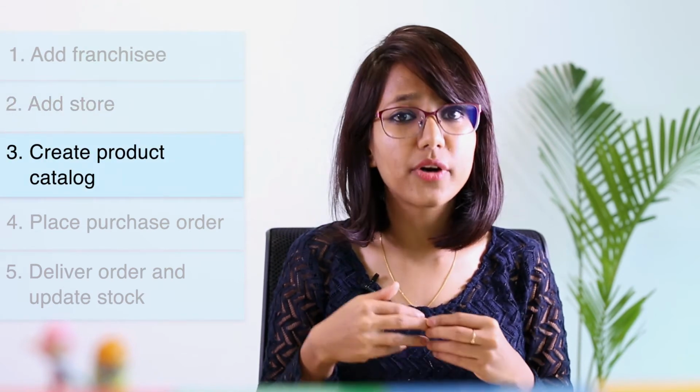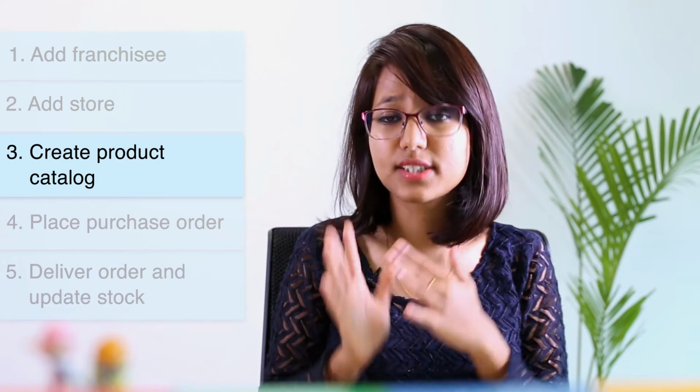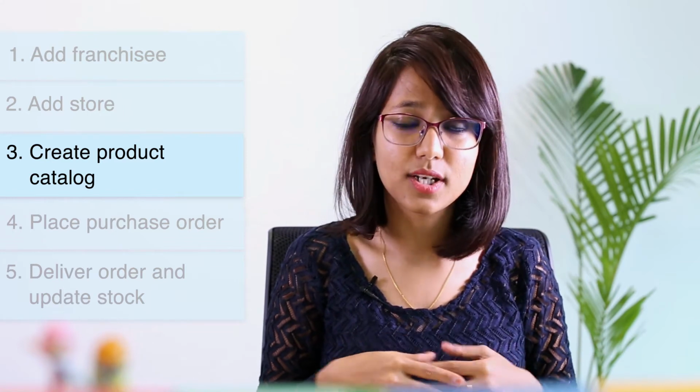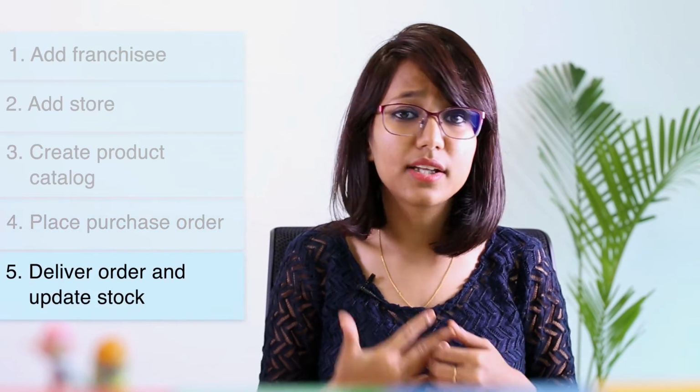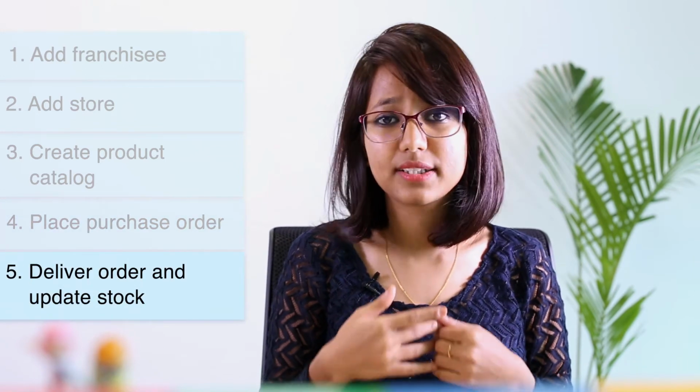Third, we will create a product catalog where we will catalog the products and services that a particular store has. Once we have a product catalog, in the fourth step, we will place orders. And in the fifth step, we will deliver the orders and update the status of the order.